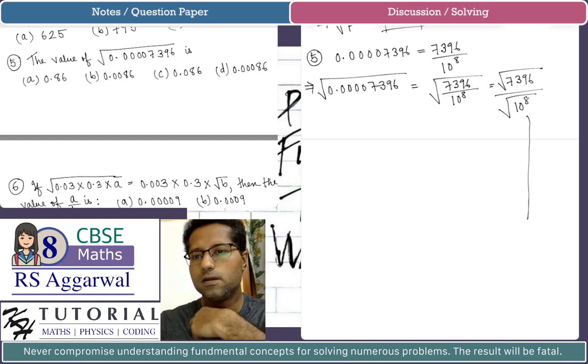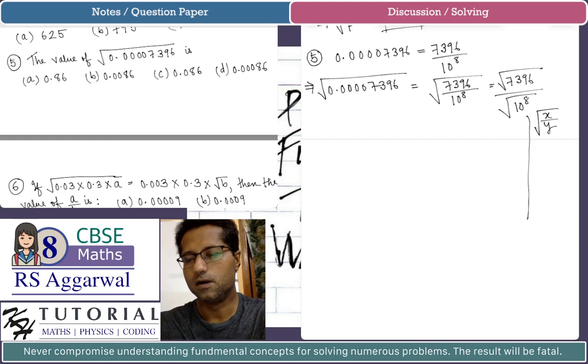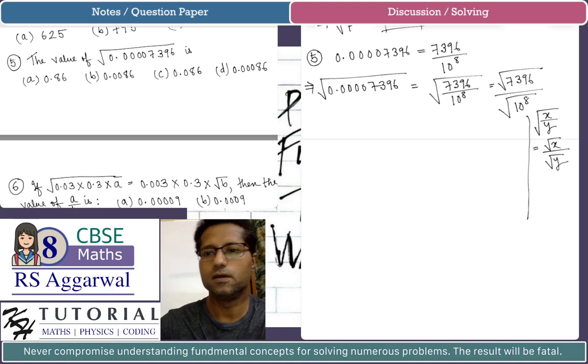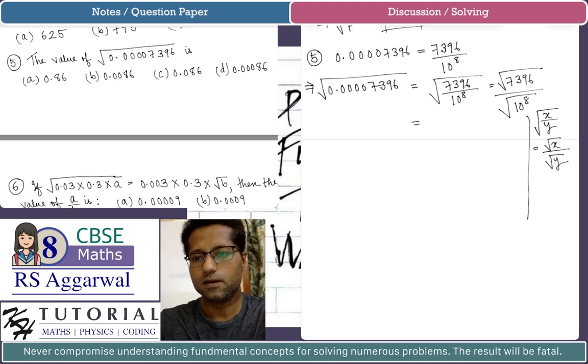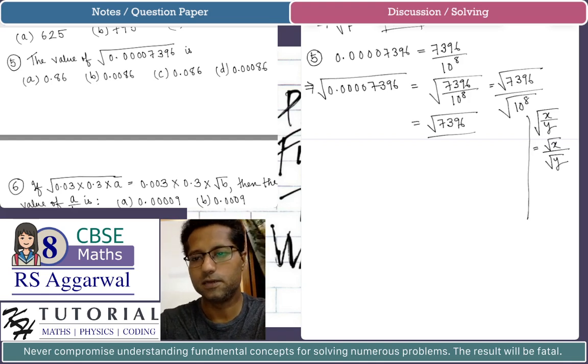roots that the square root of x by y, where definitely y is not equal to 0, x and y are rational numbers, is equal to the square root of x divided by the square root of y. So we get the square root of 7396 divided by the square root of 10 to the power 8, which is 10 to the power 4.